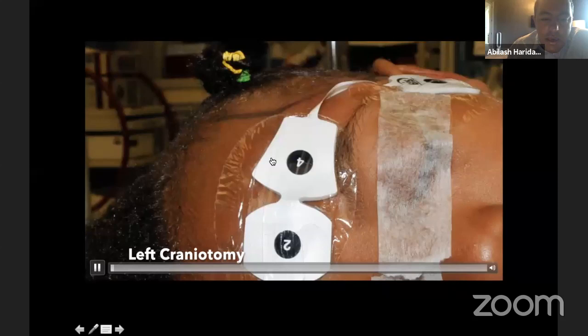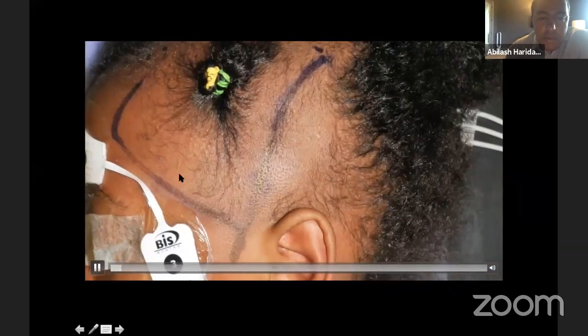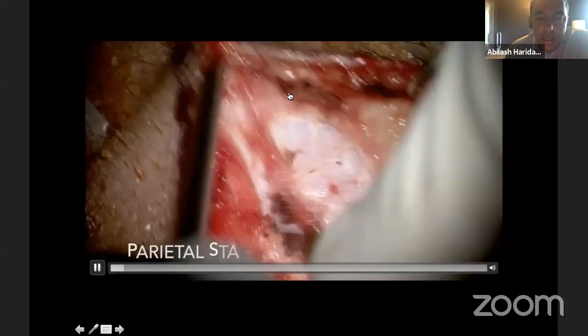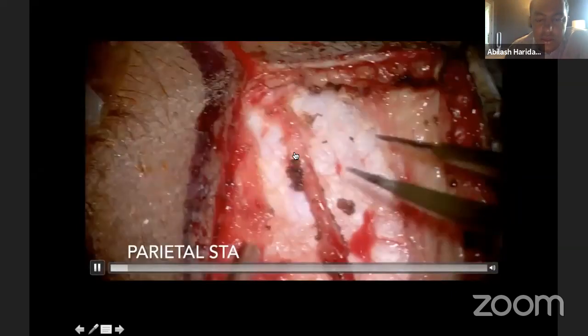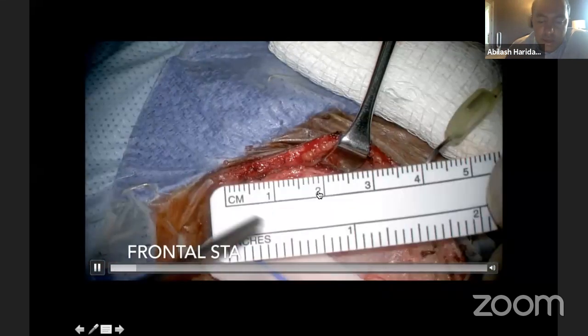So this is a left craniotomy in a young kid with moyamoya. Both branches are identified. Again, this is the technique to harvest the STA, using the microscope here. You can see it moving. This is the frontal STA.